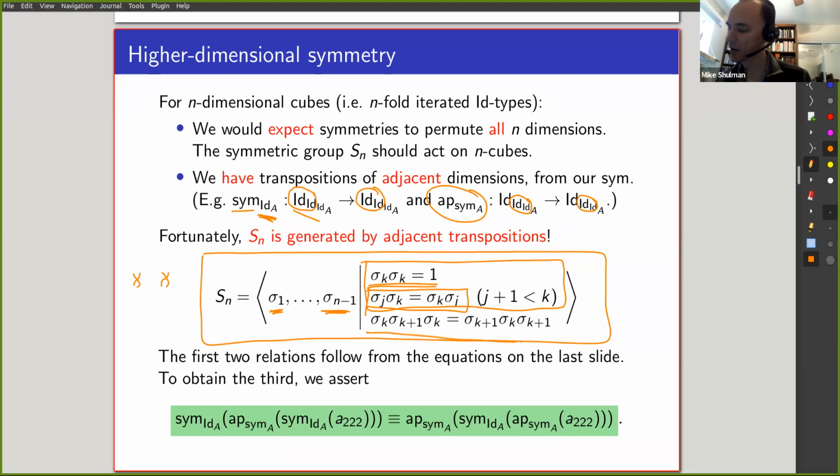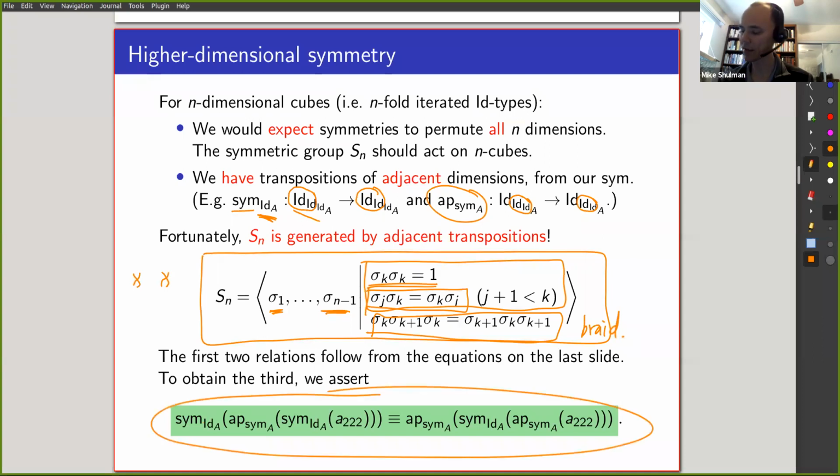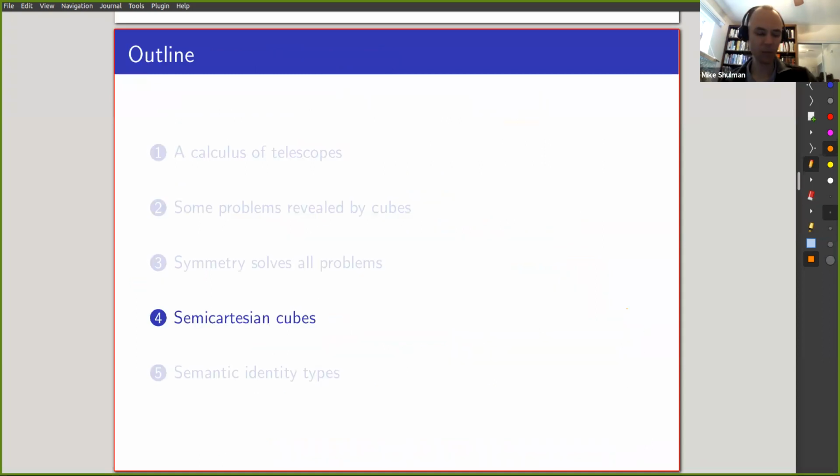But we want this third thing, which is sometimes called the braid relation. And so we get that from asserting a rule that looks like this. Again, don't worry too much about what this exactly means. I've omitted a lot of annotations to make it more readable. But again, we implement this by munging the neutral terms. So that is all I wanted to say right now about symmetry syntactically.